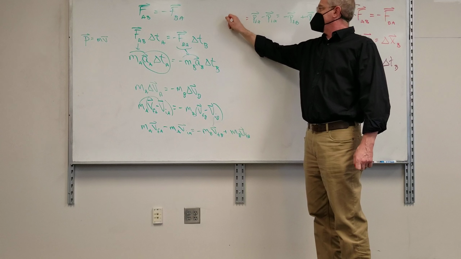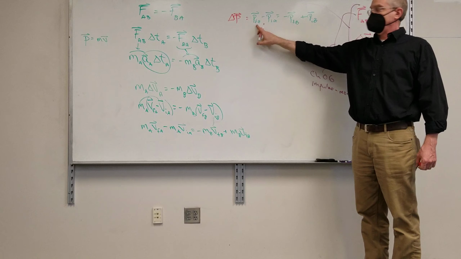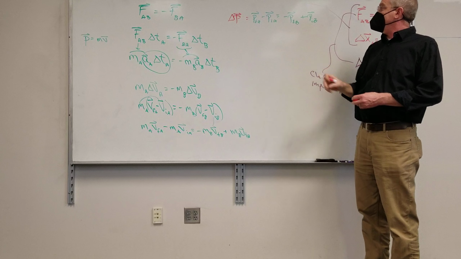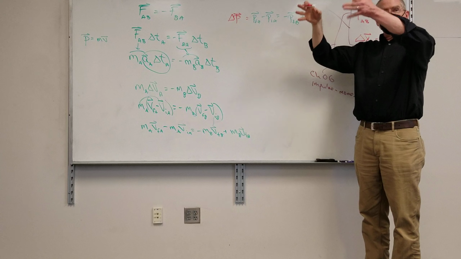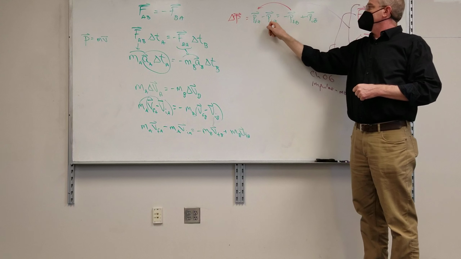This right here, as a side note we'll come back to in a moment, is the change in P, just because I got final minus initial, that's just change. What I'm going to do now is get all the initials on one side and all the finals on the other. So I'm going to bring that over to the left and this over to the right.